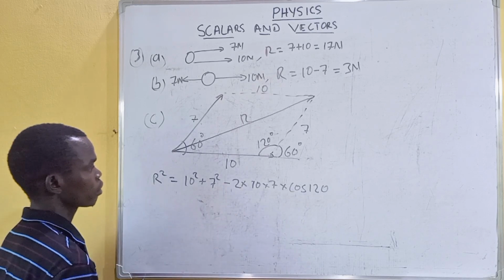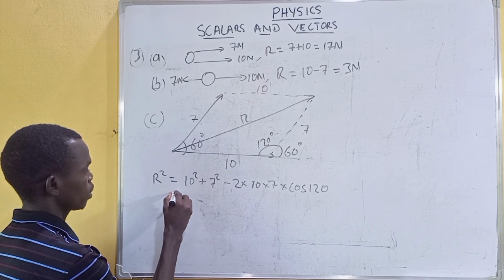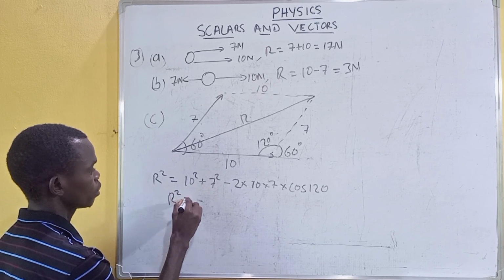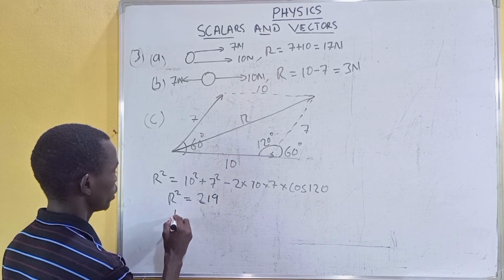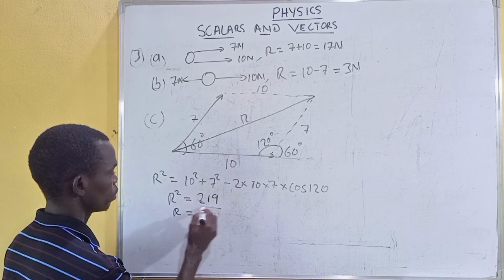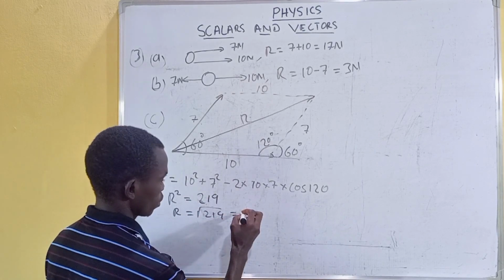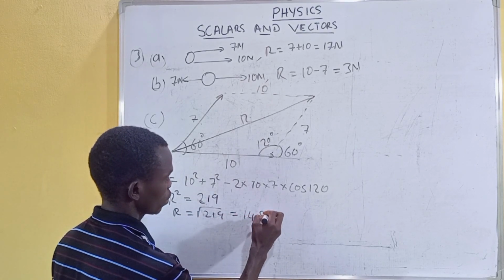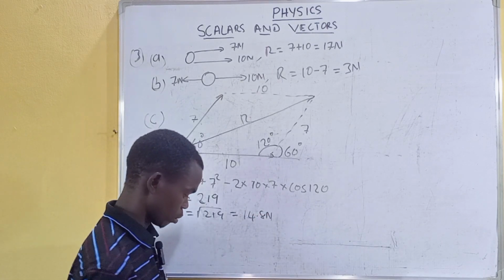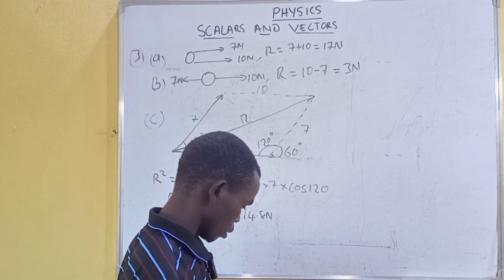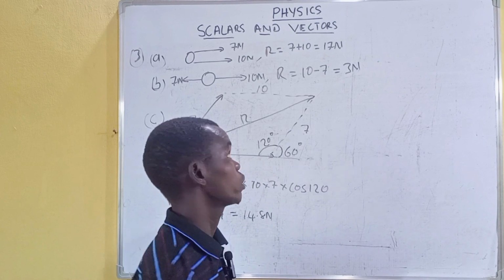So when you press your calculator, our r squared will now be equal to 219. Here R, which is our resultant, will now be root 219, which is equal to 14.8 Newton. Let's look at the D part of this question. So we say that the two forces are at an angle 160 to each other.